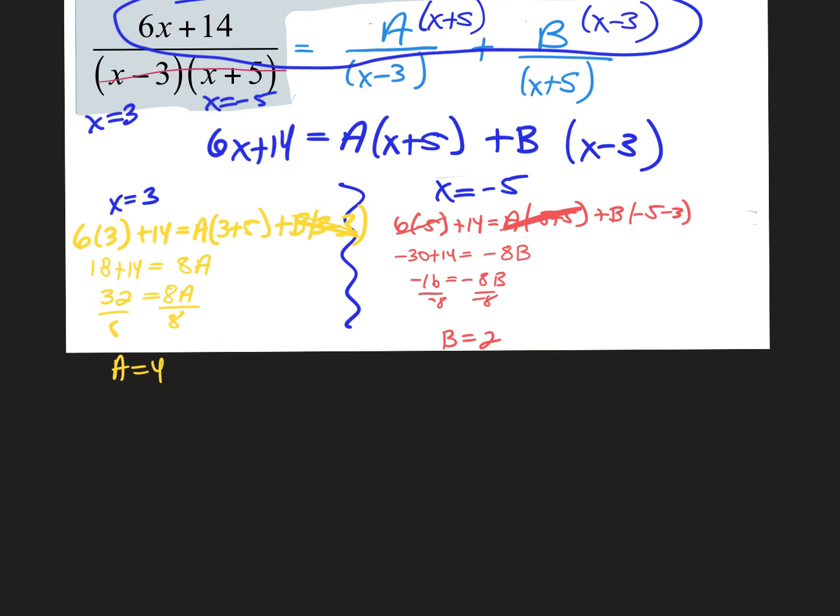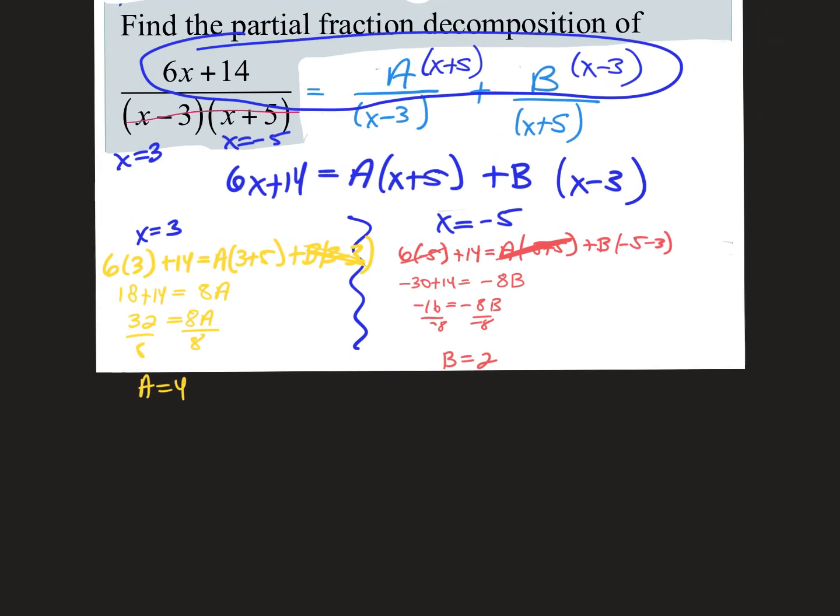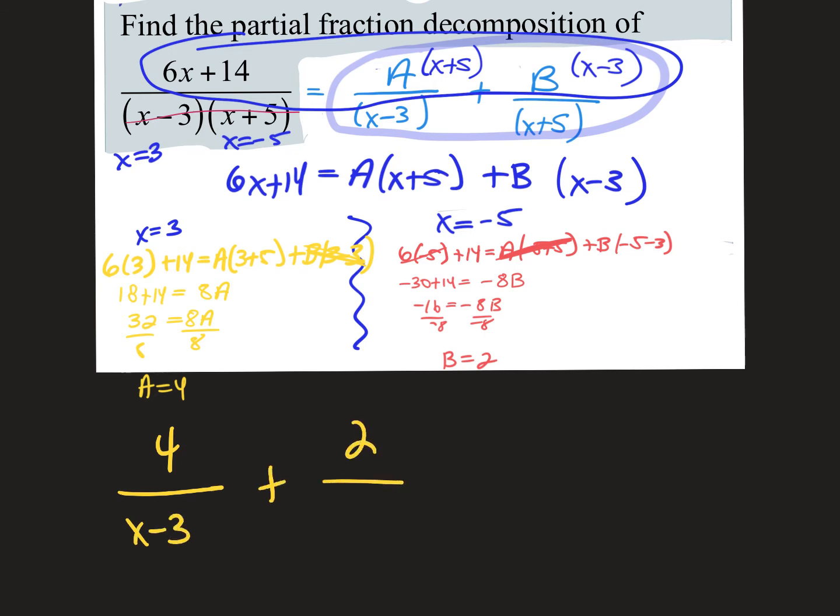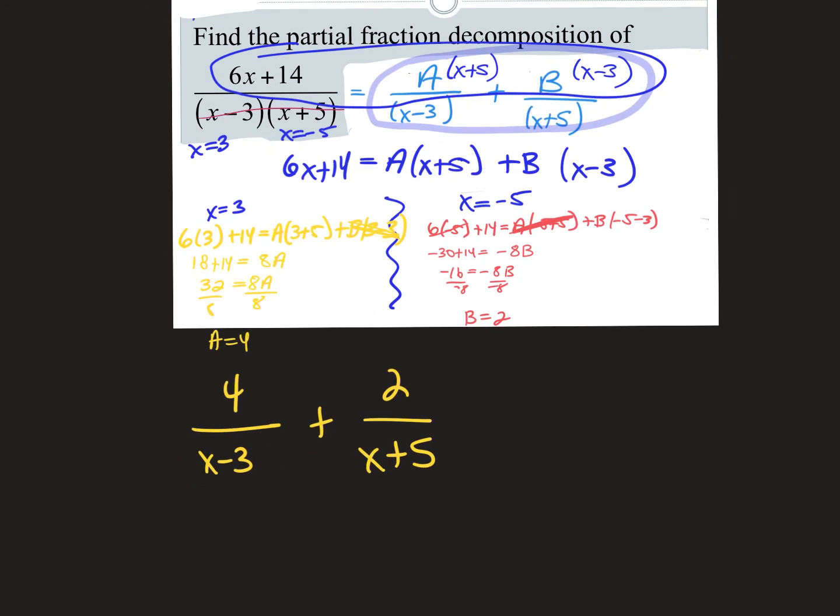Now to write your partial fraction decomposition, we go back up here, and we fill in our a and our b. So a is what? 4. So 4 over x minus 3 plus 2 over x plus 5. And that's it. That's your partial fraction decomposition.